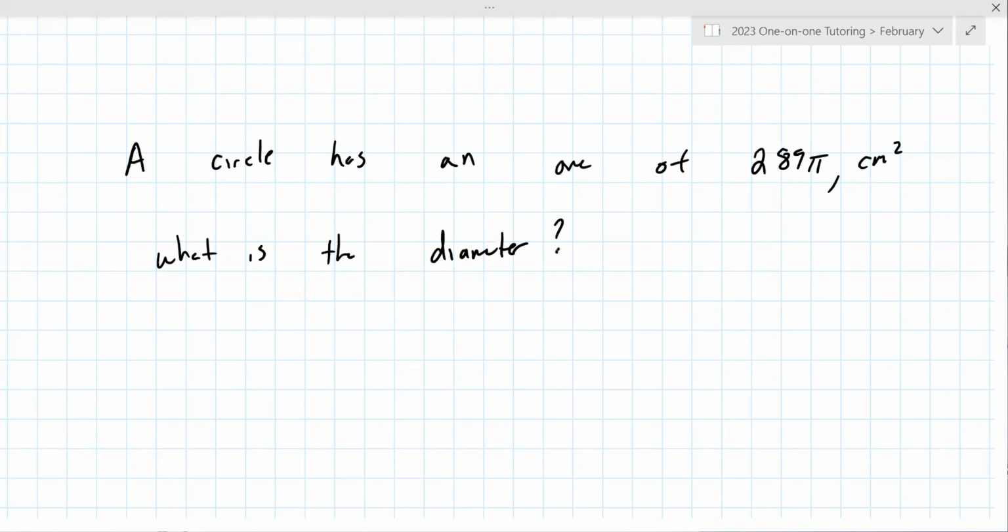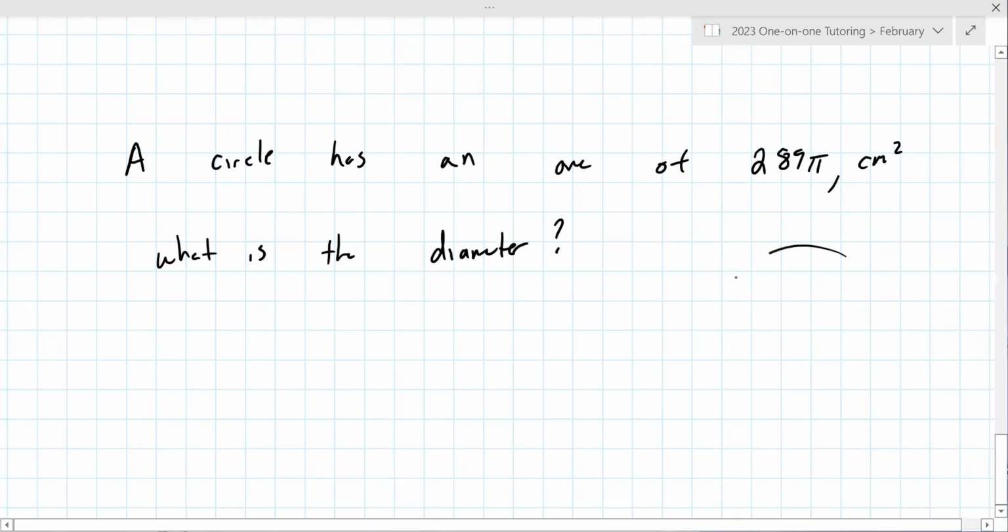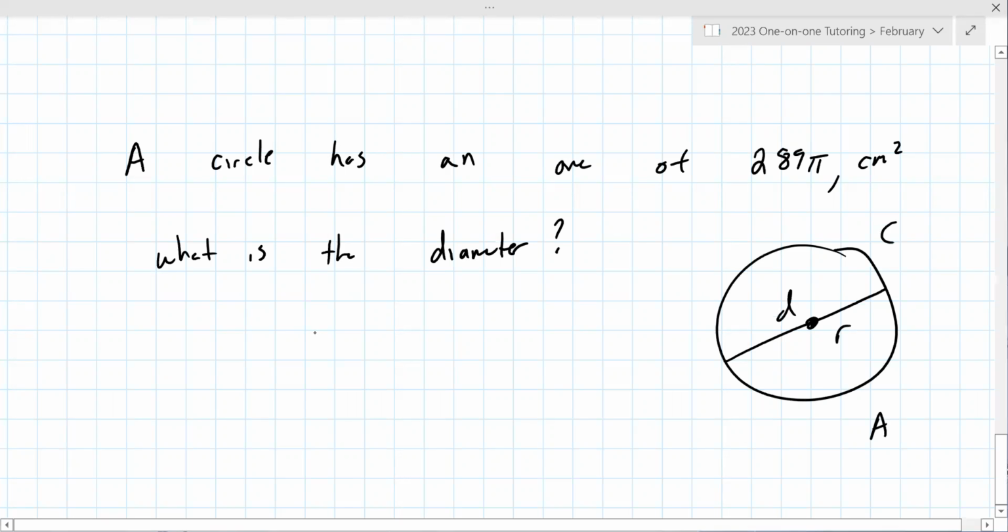289. Oh, we did this earlier. That would be 17. What does it represent? Square root of 289. But in a circle, there's the circumference, the diameter, the radius, the area. Which is it? It's the radius. Yes. So the radius is 17 centimeters.